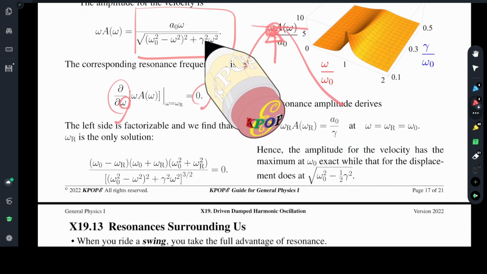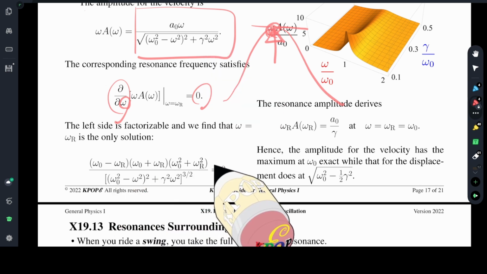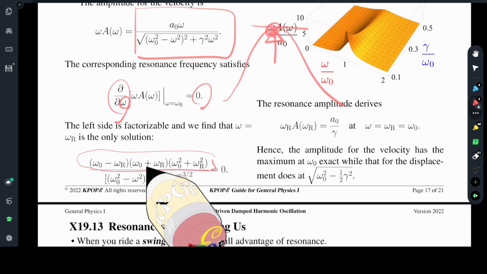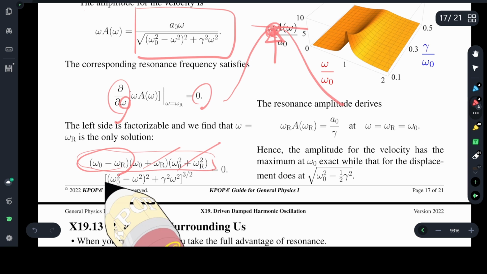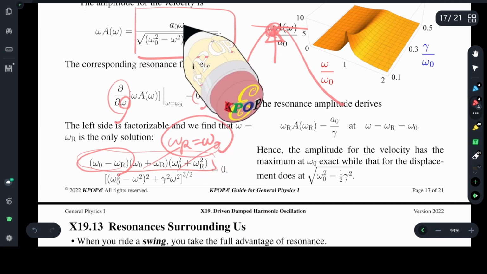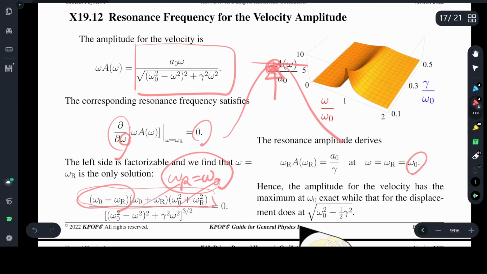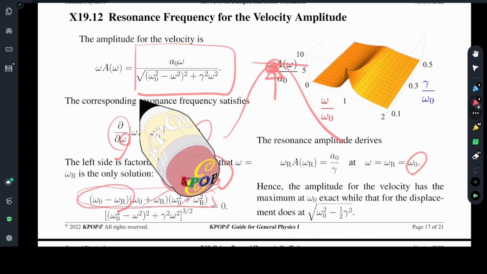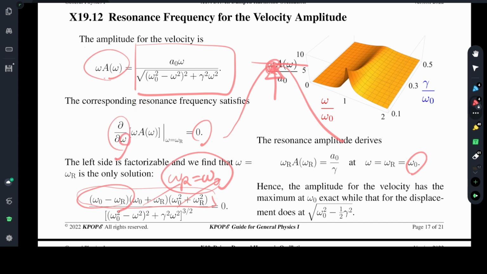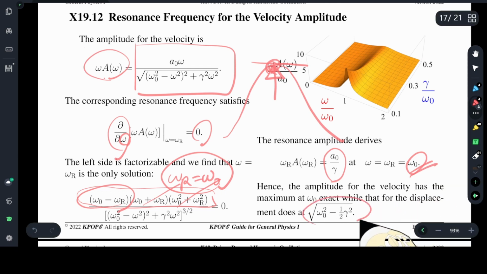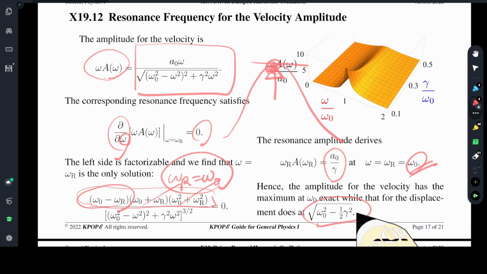And actually, if we take the derivative of this expression, the numerator is completely factorized. And we search for the omega r, and omega r is positive definite. The only solution is omega r equals omega 0. So in the case of velocity, the answer is the characteristic frequency of the simple harmonic oscillator itself. And the maximum value of the velocity amplitude is this one. Omega cancels, so A0 over gamma. So this is for the velocity, the exact omega 0. In the case of displacement, it is slightly shifted down by one half gamma squared inside the square root.